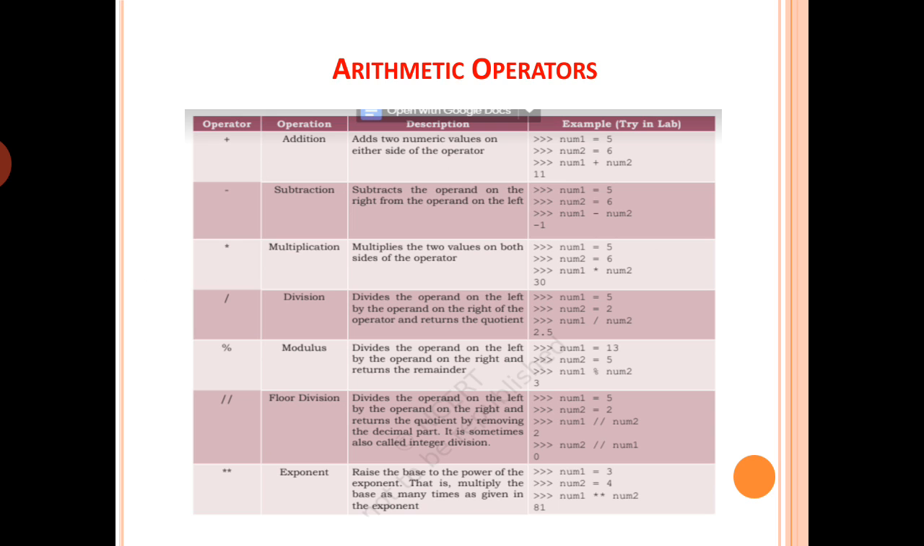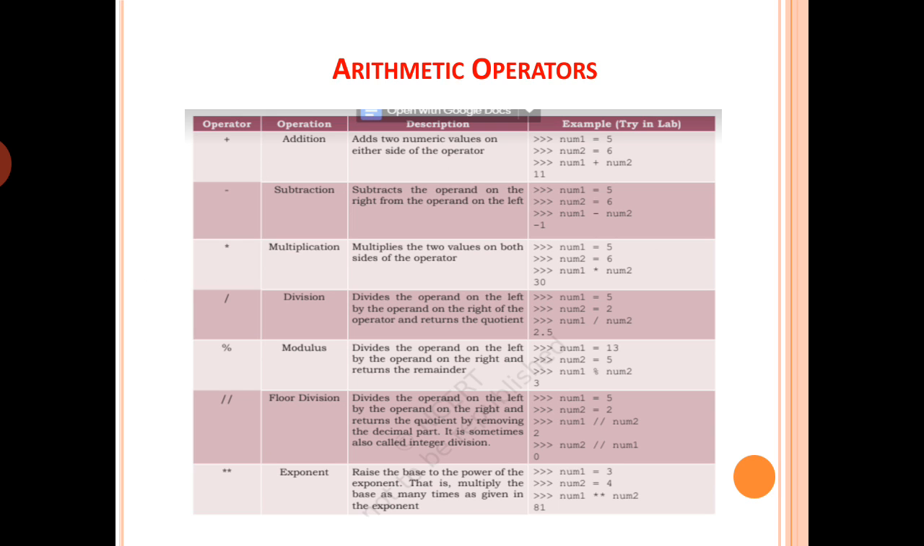Subtraction subtracts the operand on the right from the operand on the left. Now the example is num1 equals 5, num2 equals 6. So num1 minus num2 will subtract num2 from num1 and the result will be displayed on the screen. Multiplication multiplies the two values on both sides of the operator. For example, here num1 equals 5, num2 equals 6. So num1 multiplied by num2 will multiply the values of num1 and num2 and the result will be displayed.